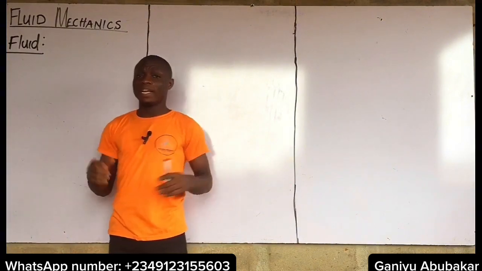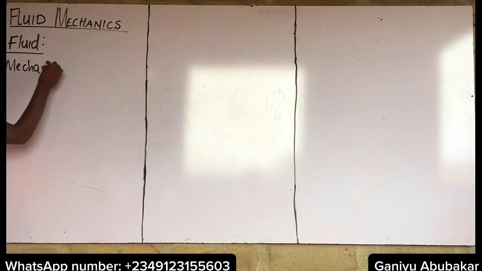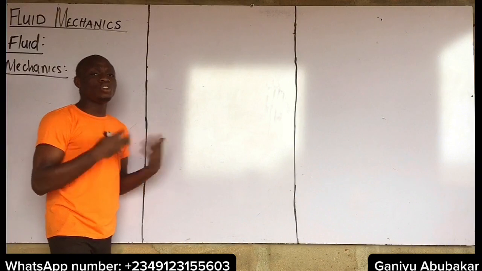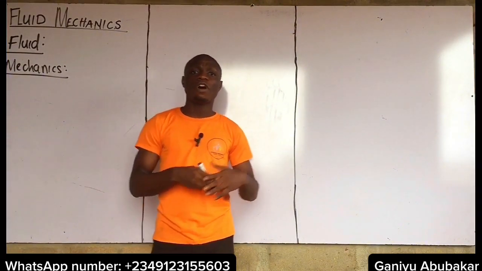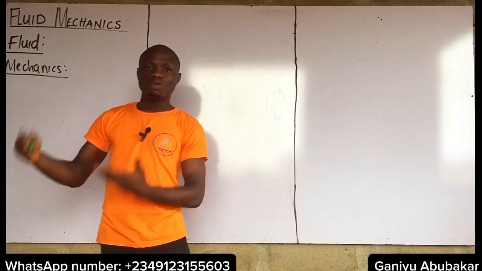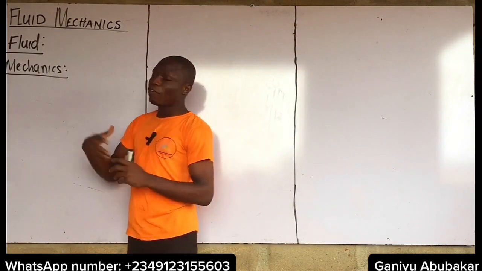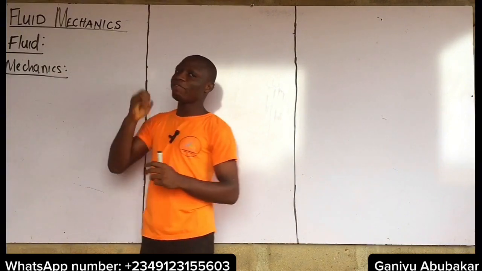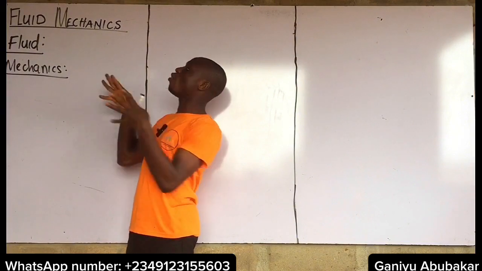Let's consider mechanics. Mechanics is simply the study of the characteristics and properties of an object or a body, either at rest or in motion. That's the definition for mechanics. So for our study of fluid mechanics, I have defined fluid for you and I've defined mechanics for you. Now let's combine them together.